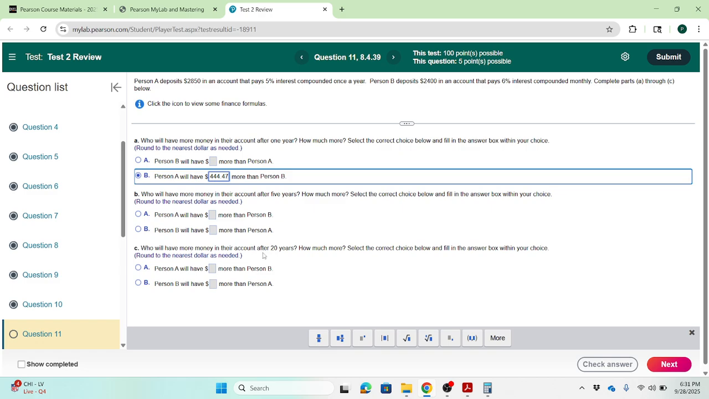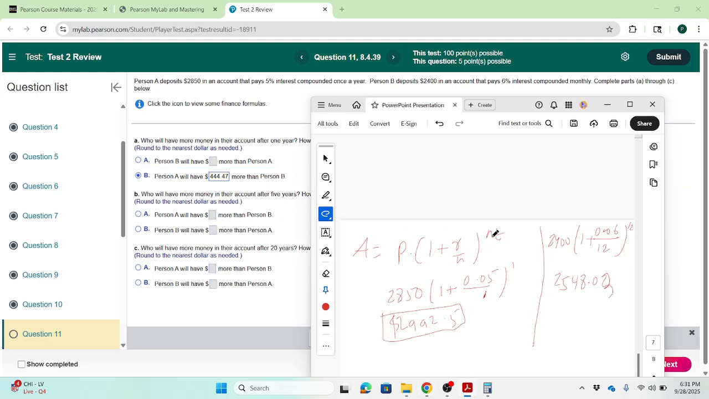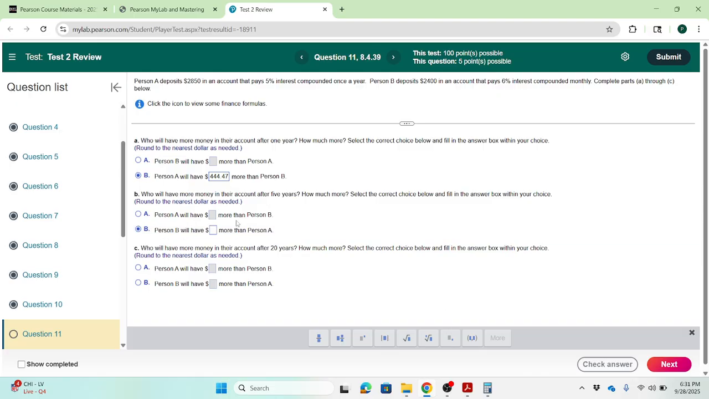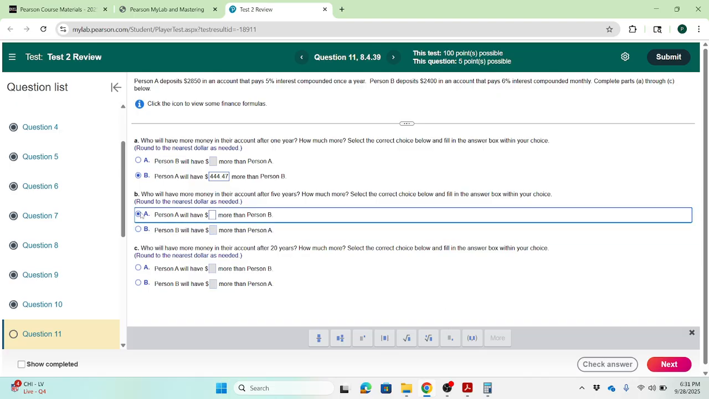Who will have more money in their account after 20 years? For the rest of the calculation, it's just changing different n. That's all. In this formula, n would be different for different scenarios. So you can do this. Let me just check the answer. I think it's person A. Okay, let me just calculate it.